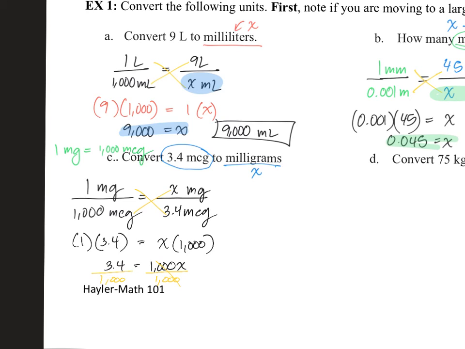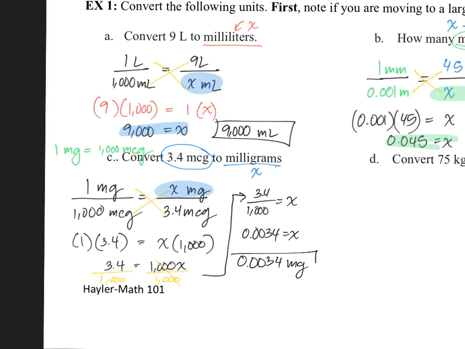And going ahead, moving that over there, we have 3.4 divided by 1,000. Calculating that out is going to be 0.0034 equals x. Oops, real quick. Don't want to box that. I need the units. What is the units for this? Well, what is our variable? Right here, milligrams. So our unit is milligrams, so 0.0034 milligrams is our answer.